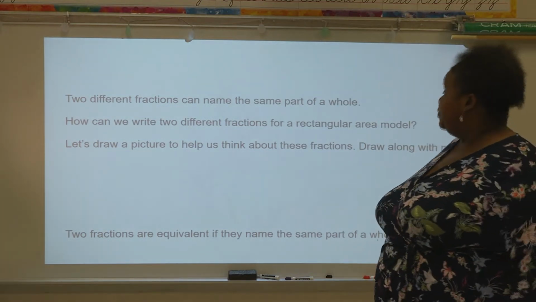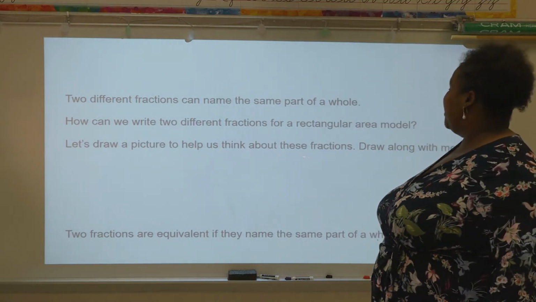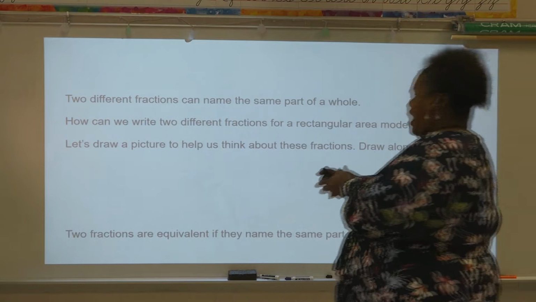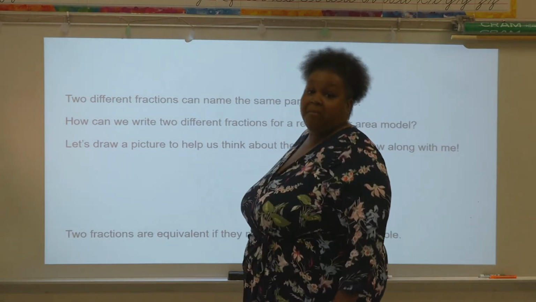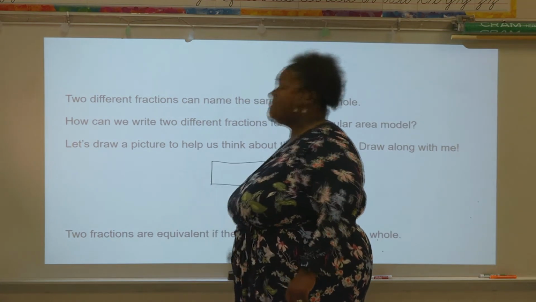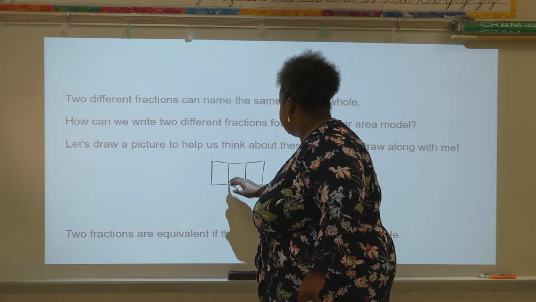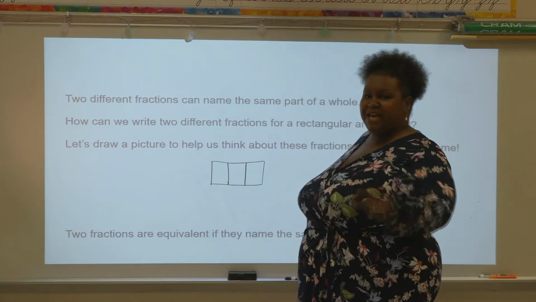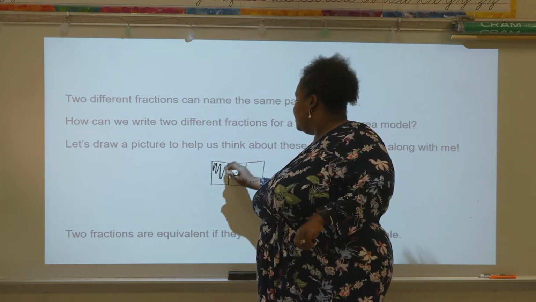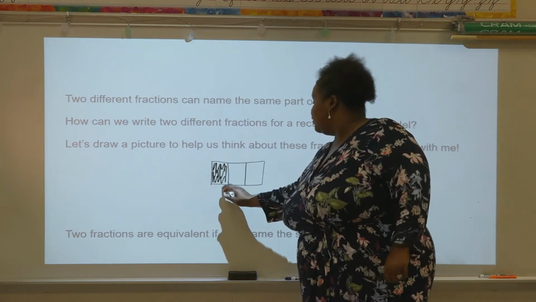How can we write two different fractions for a rectangular model? Let's draw a picture to help us think about these fractions. Draw along with me. Doing the same thing we just practiced. So this time I'll make my area model a little bit bigger. It's going to have more pieces to it, I think. And what did I cut it into? Tell me. And I bet you said thirds. Thirds. And I'm going to shade one piece. So now I have 1/3.